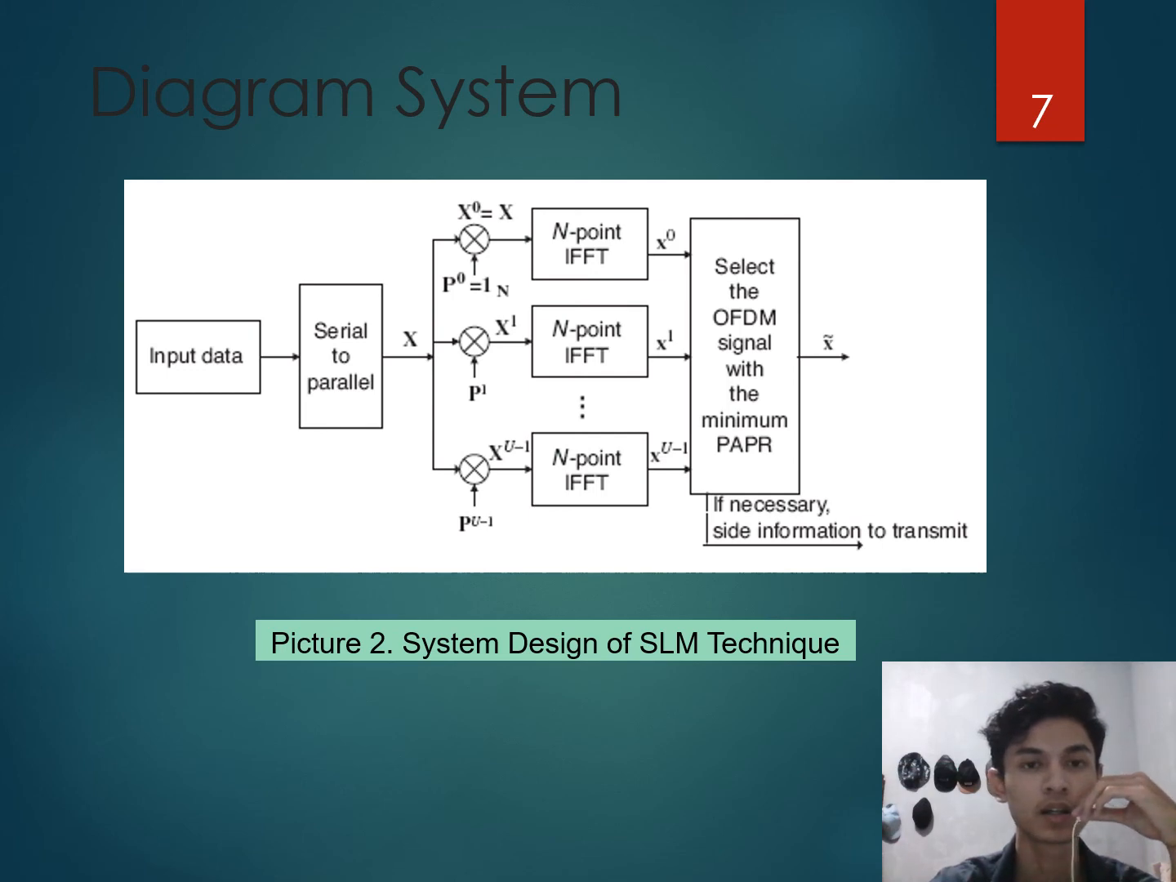This is the diagram system of selective mapping. First, input data goes to serial to parallel, and then is divided into some subblocks, and then multiplied with P. P is the phase unit, and then from there it goes to IFFT, and then from the IFFT, the one with the lowest value will be chosen from the multiplied results.